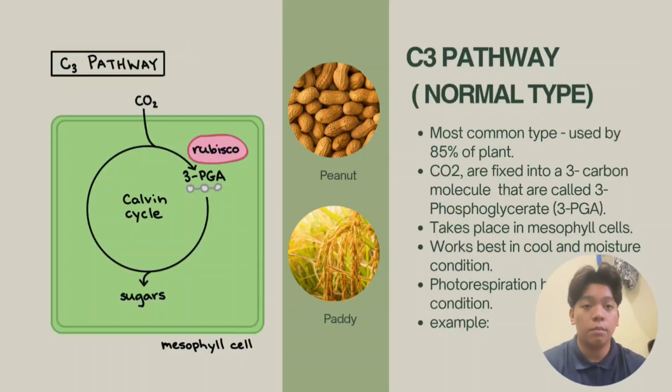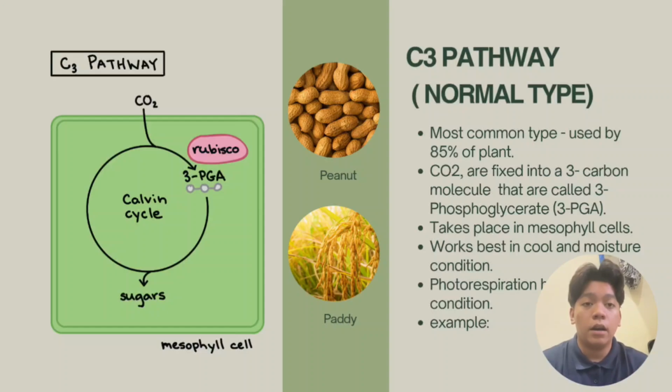First, let's talk about the C3 pathway. The C3 pathway of photosynthesis is the most common type of photosynthesis, and it is used by 85% of the plants. This process takes place in the mesophyll cell. In this C3 pathway, the carbon dioxide is fixed into a 3-molecule compound, which is 3-phosphoglycerate or 3-PGA.